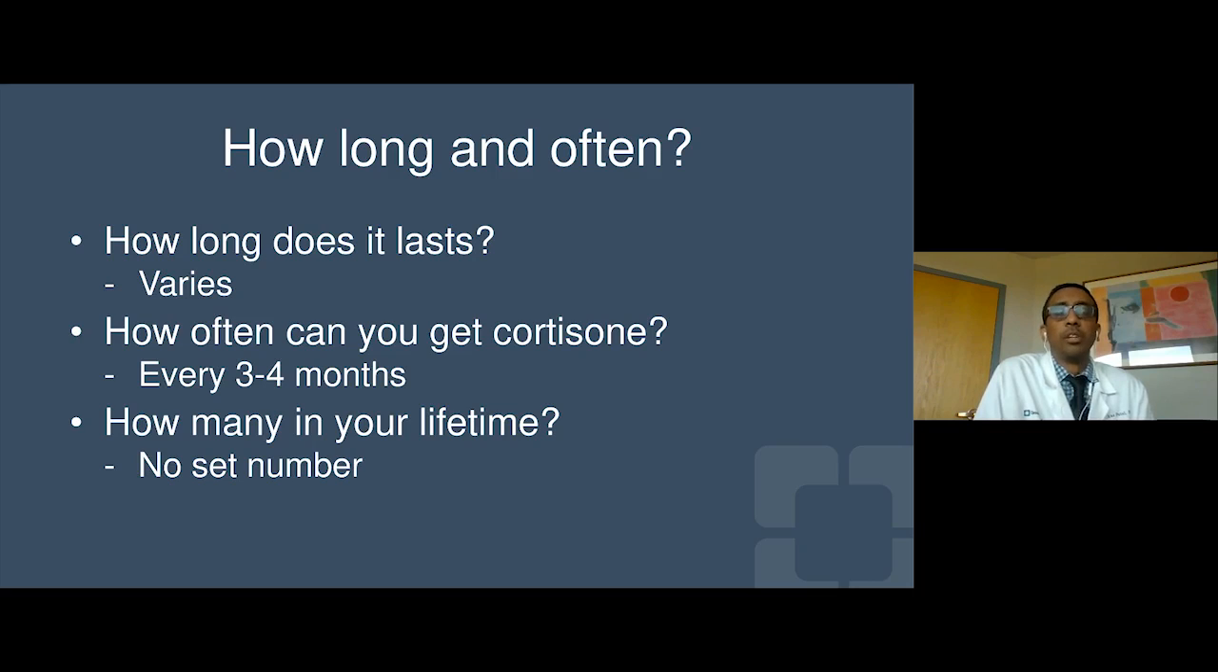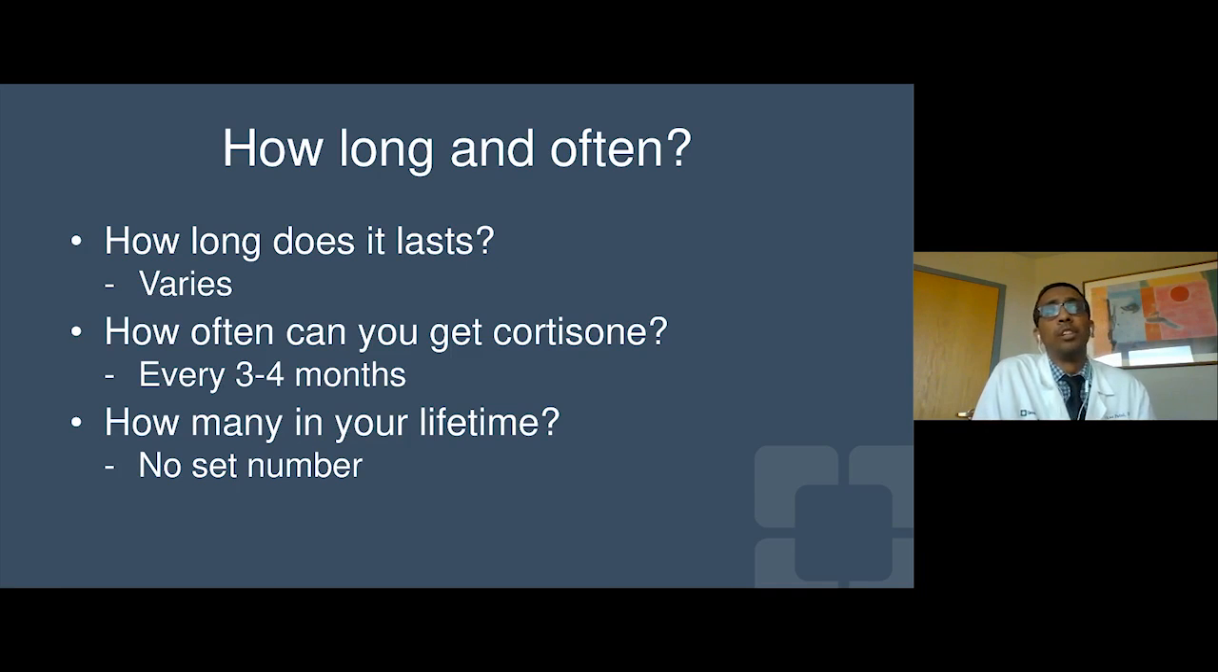How often can you get cortisone into the same joint? We would not want to do it earlier than every 3 to 4 months. The reason for that is, unfortunately, the more times you do cortisone, it can be detrimental to the joint. So it actually can do the opposite effect and break down the joint a little bit quicker.